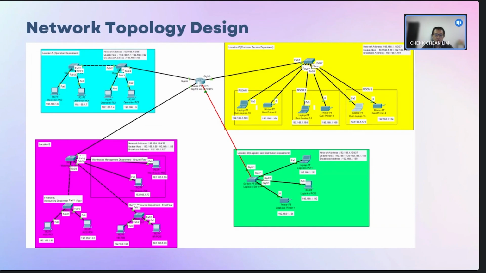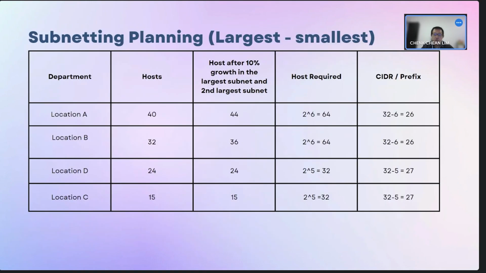Let's go to the last one, which is location C. Location C contains 3 rooms and 1 switch. Same thing, we're using copper straight-through cable on all connection ports, configured with Fast Ethernet. So that is all from me. I'll pass to my partner, Kek Jia Hao, to present after this.